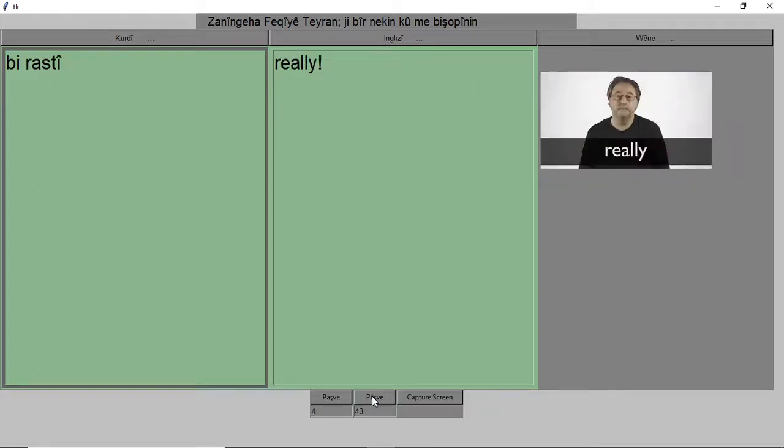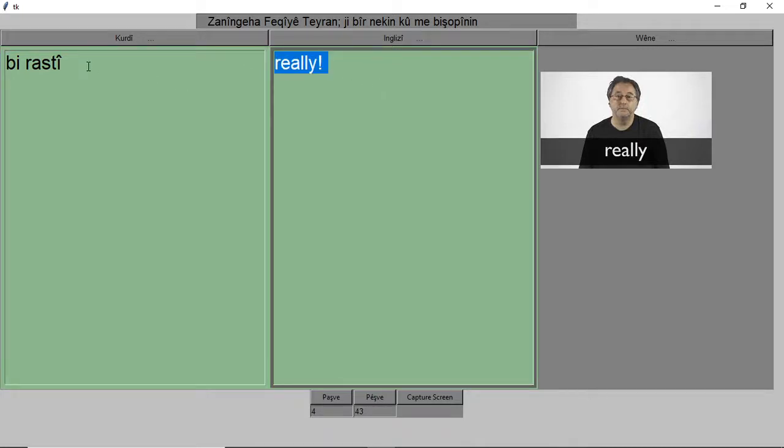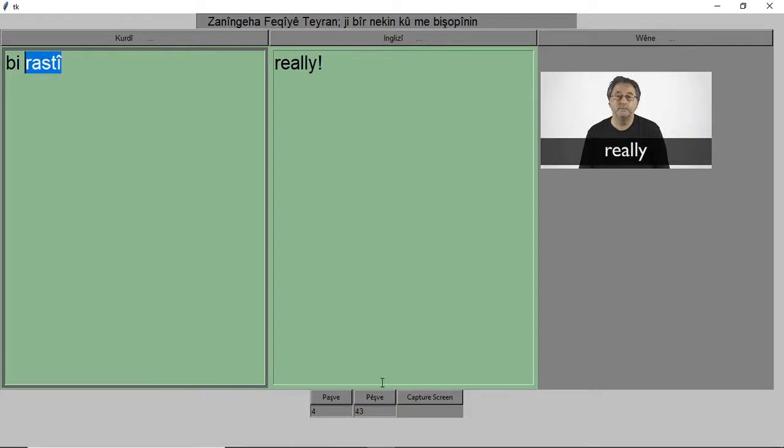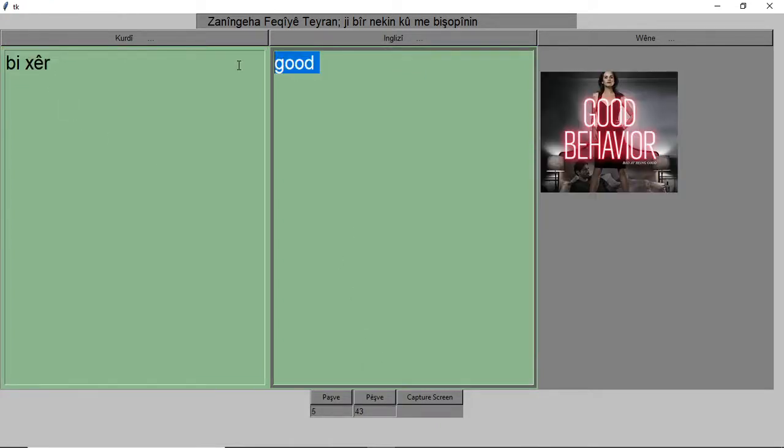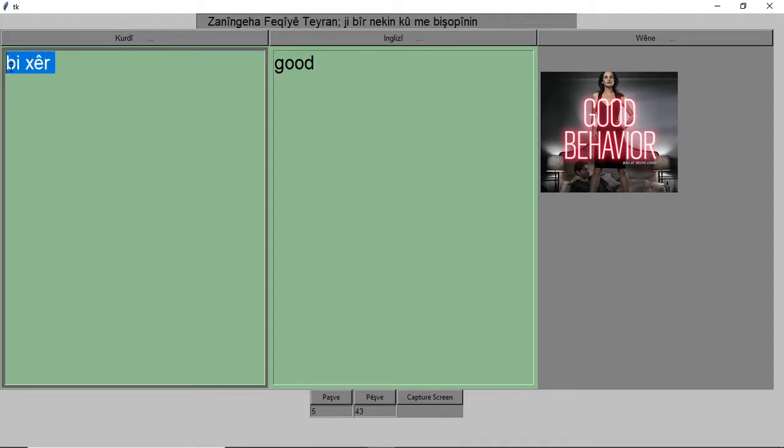True. Yes. Brasti, really. Also, rasti means really. Bakhir, good. Actually, khair doesn't simply mean good. Khair means goods, but it is more in a religious way, you know. At least we use it as the opposite of sin. What is the good behavior? Khair. So it can be good as well. Bakhair, it is good.